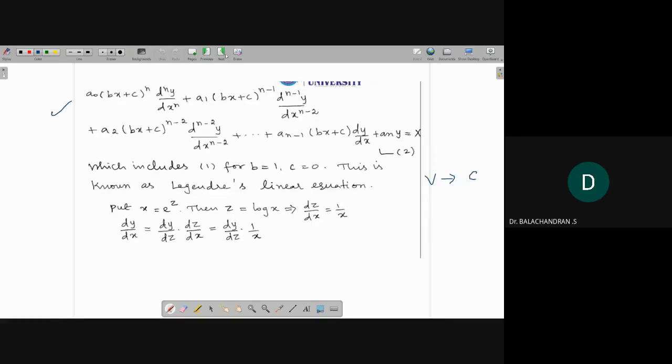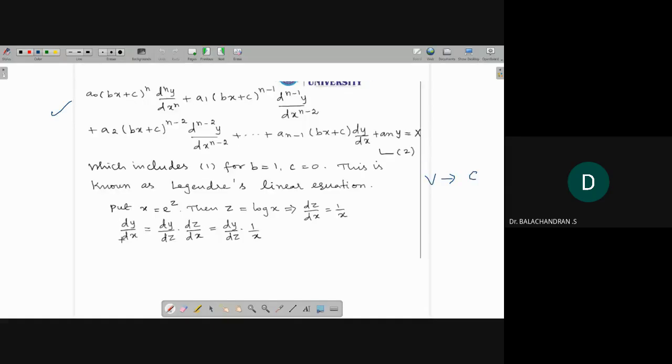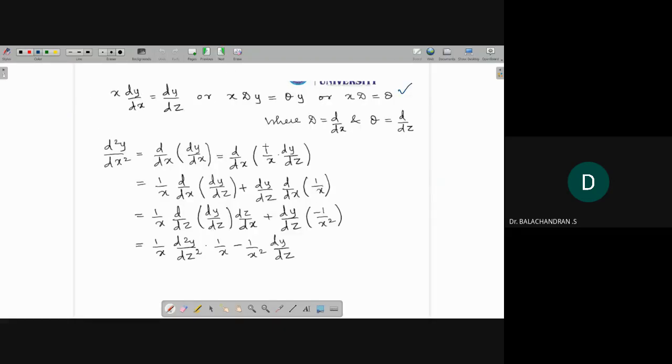Next, you calculated dy by dx. Similarly, you calculate d square y by dx square. So d square y by dx square, you can write d by dx of dy by dx. Here dy by dx is equal to dy by dz into 1 by x. So instead of dy by dx, I use the previous result, 1 by x into dy by dz. Here it is the uv rule, so you should keep 1 by x here.